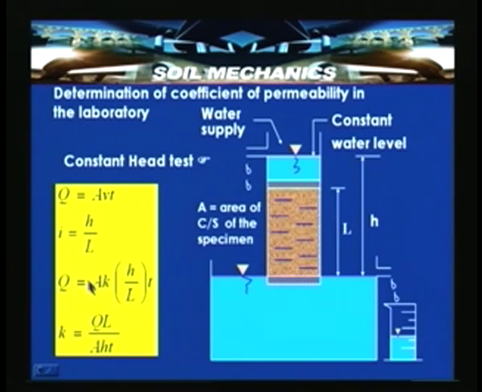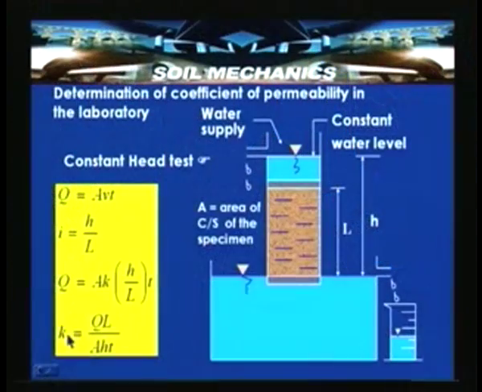So, Q is equal to A K into H by L, that is, V has been substituted by adopting Darcy's law, V equals K i, where K is the coefficient of permeability, i is H by L, and time t. After rearranging we can write K is equal to QL by AHt. By following this method, repeating the similar experiment 3 or 4 times, the average value of the coefficient of permeability K can be determined.